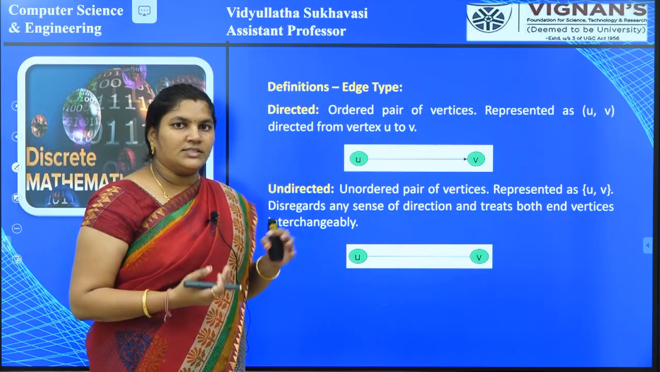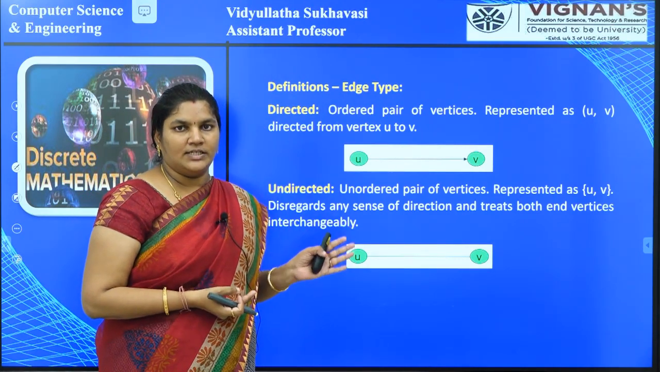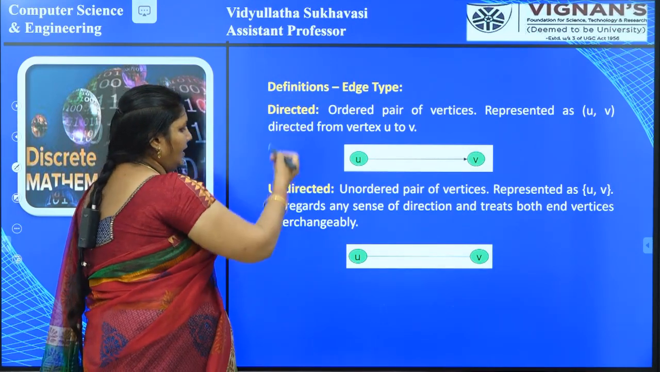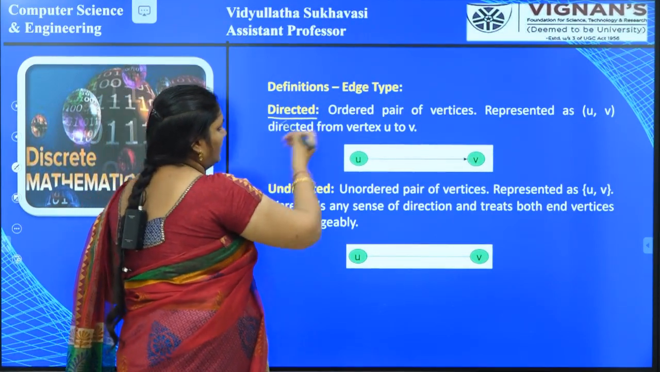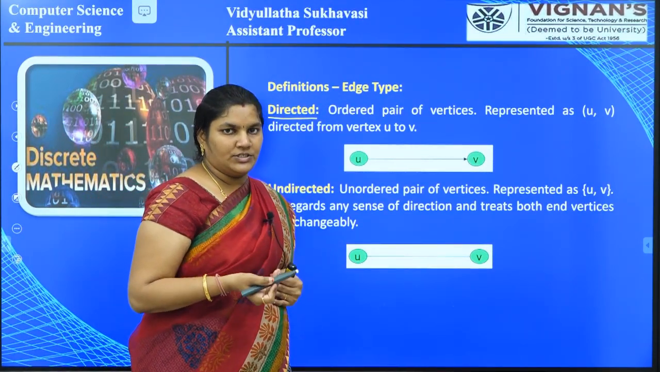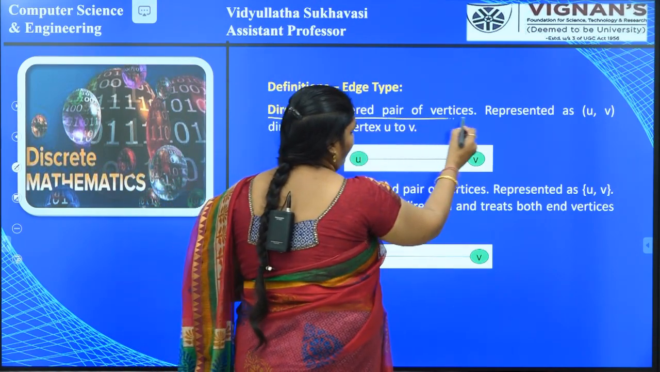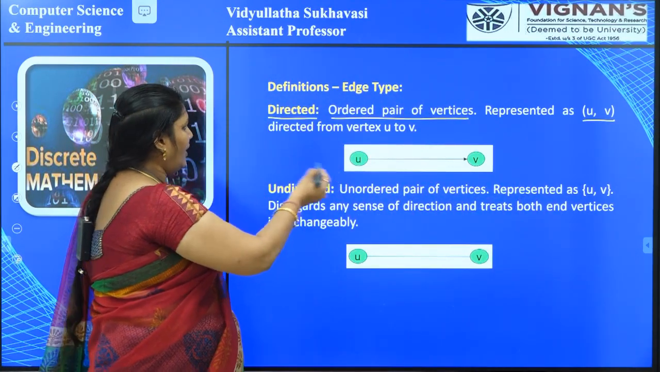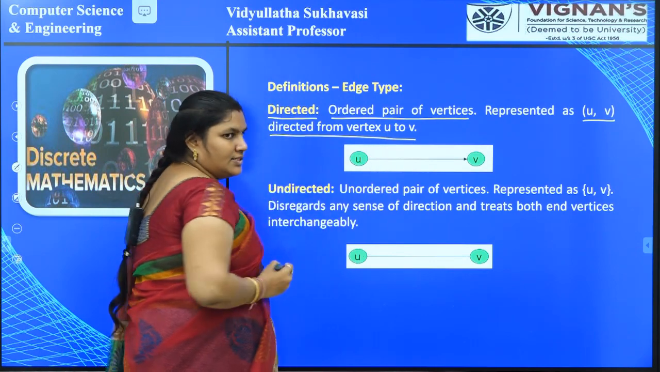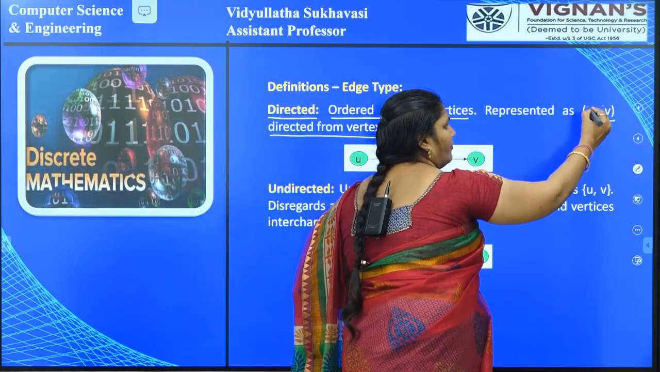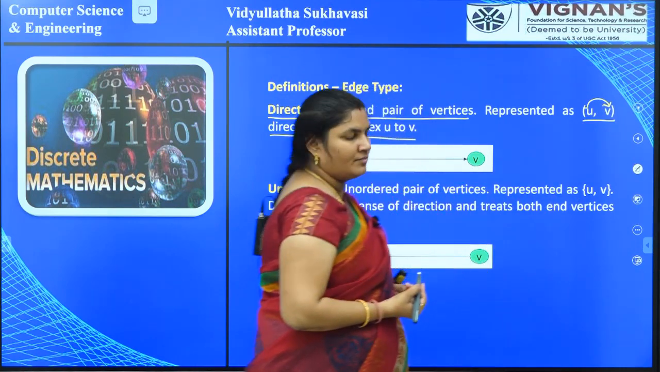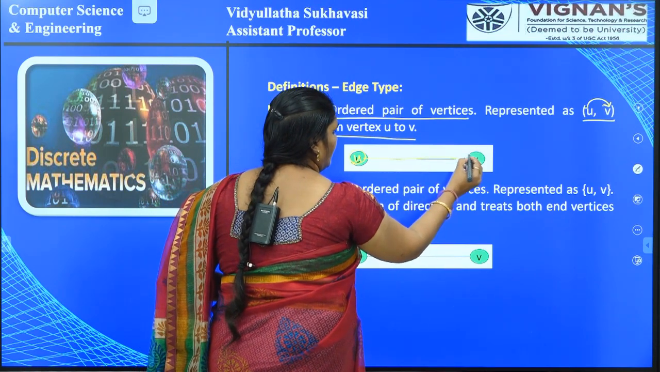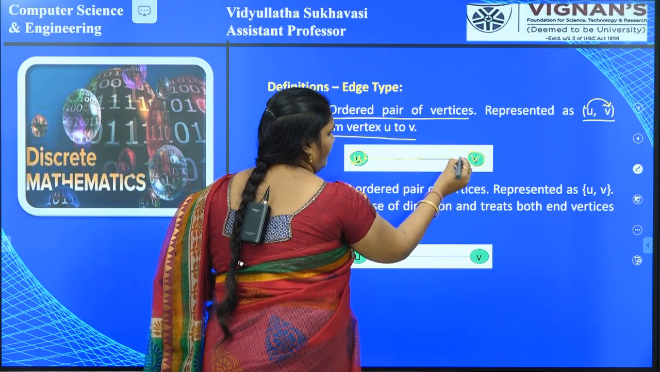Since we decide based on the edge, we call these edge type definitions. What we are going to discuss here is directed and undirected. Directed means we specify a direction. We have an ordered pair of vertices represented as u comma v, which is directed from vertex u to v. Since we have the ordered pair u comma v, we are moving from u to v, and here we specify the direction.